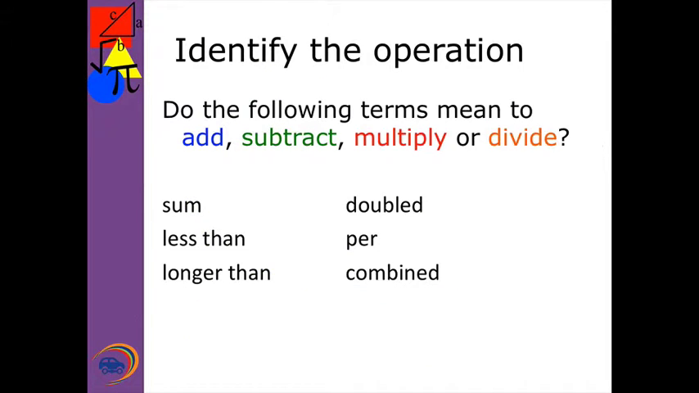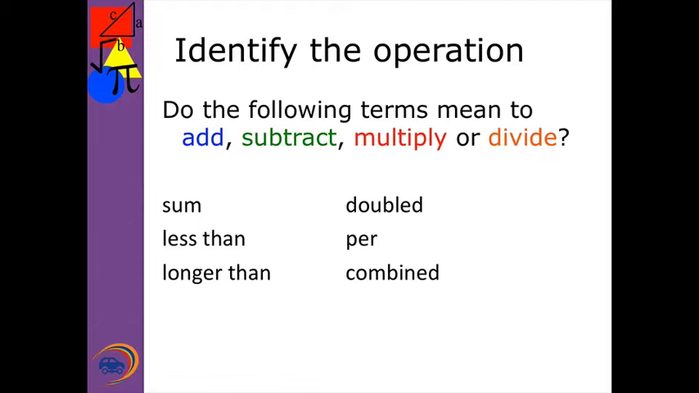Welcome back. So let's see how you did and what you got. Now for these 6 terms, sum, less than, longer than, doubled, per, and combined, they're all English terms, but now you have to convert them to the language of math. Which ones mean add, which ones subtract, which means multiply, which means divide. So take a minute on your note taker, fill those terms in, and add the operation. When you finish, compare with your partner. Teacher, when they're finished, call on non-volunteers. So go ahead and pause the video now.